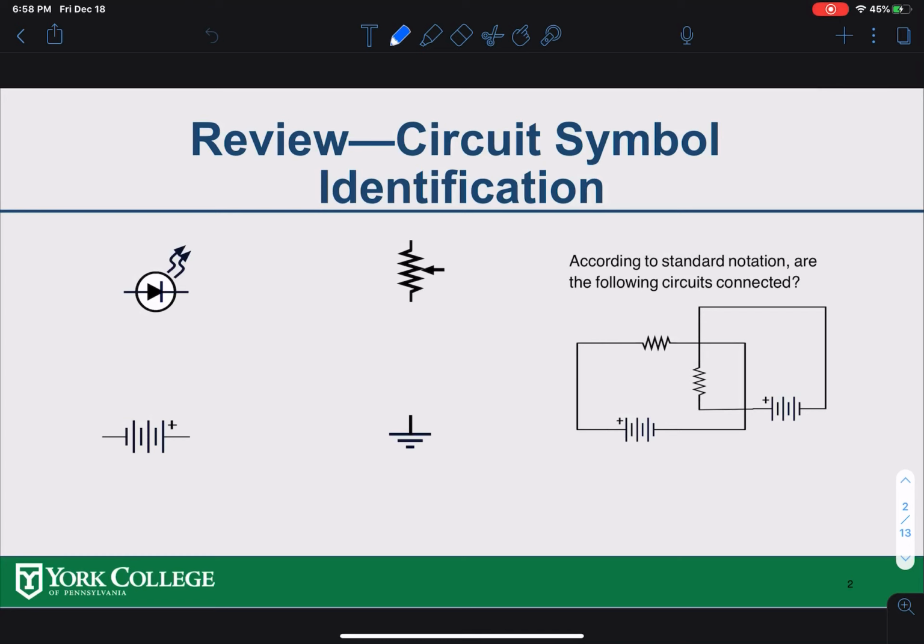So we did some circuit symbols in last class, so let's see, can you remember those or not? We're going to test them in the class, how much you remembered from the last class, and also talk about this circuit in the class too.